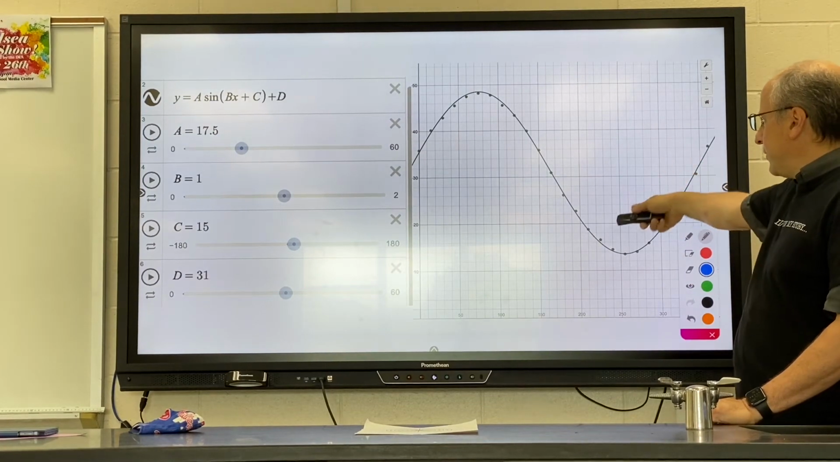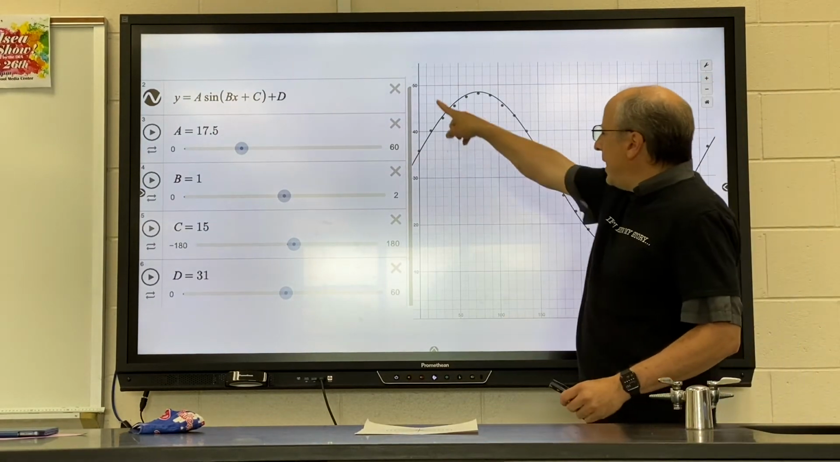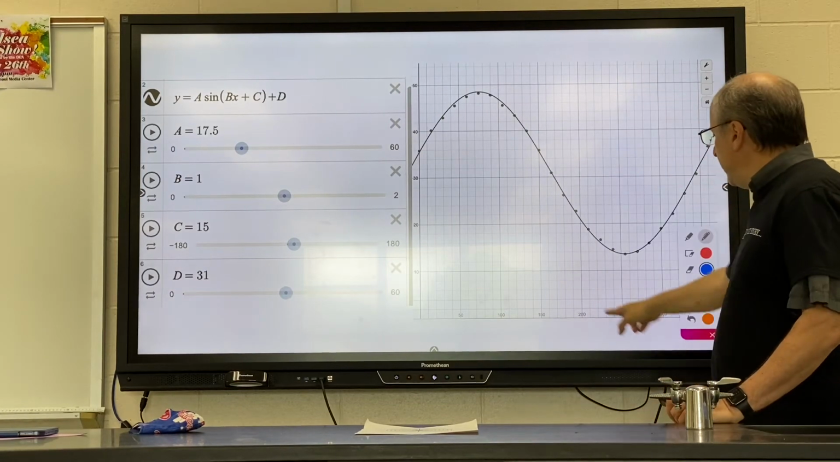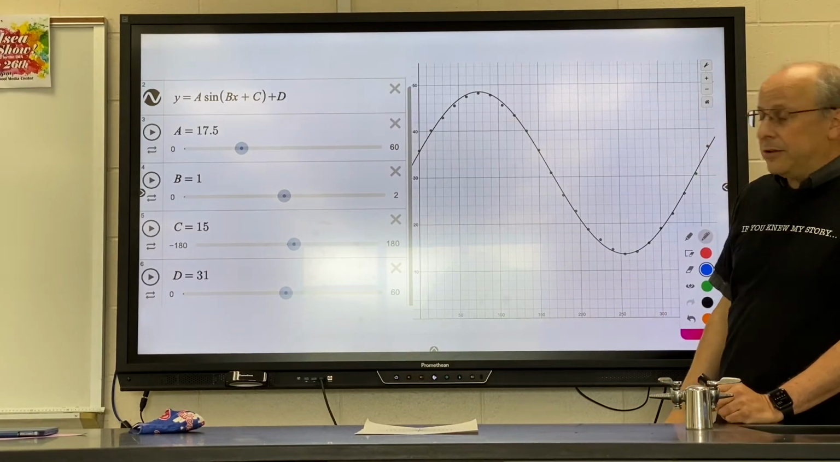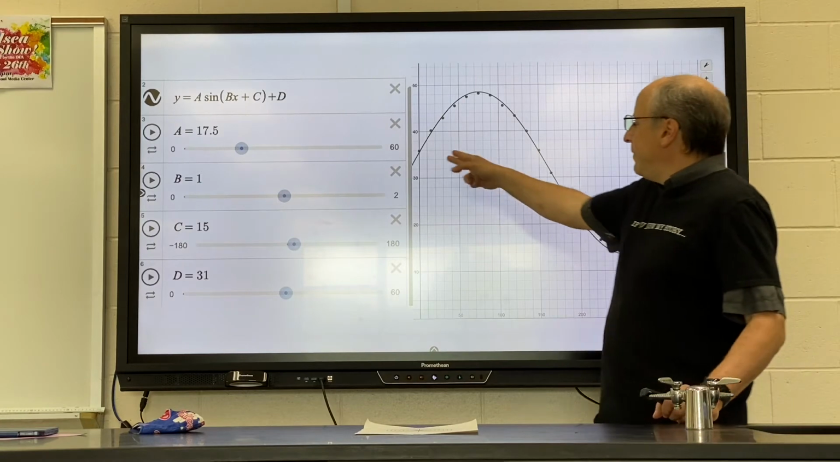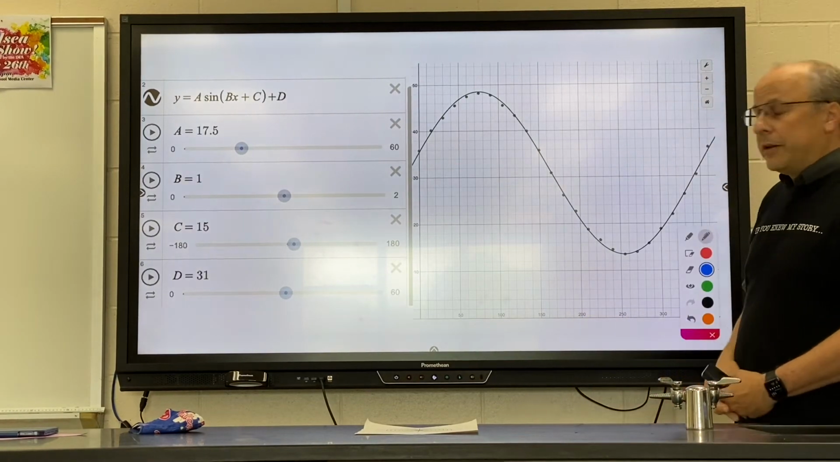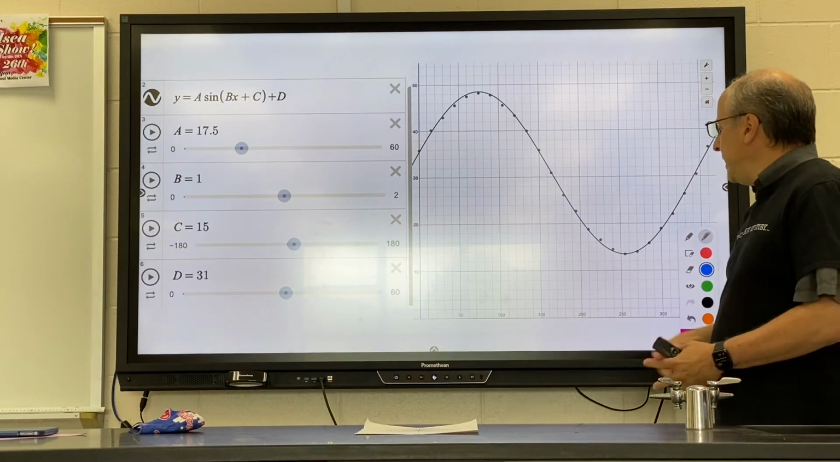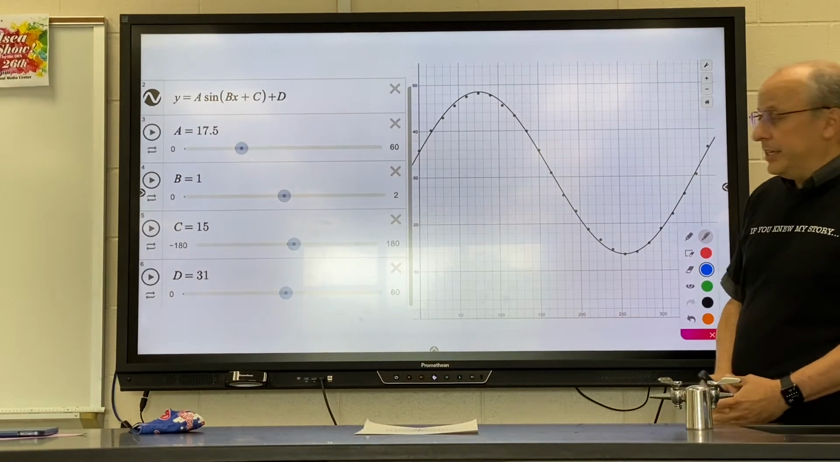So I want to transfer my graph. Again, the y-axis is magnetic field. The x-axis is angle. The magnetic field is in microtesla. The x-axis is in degrees.